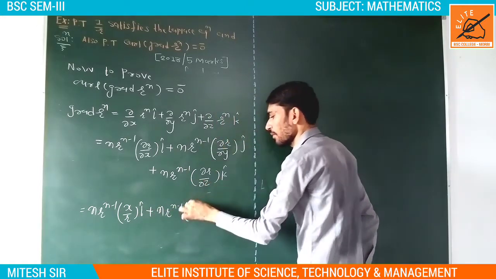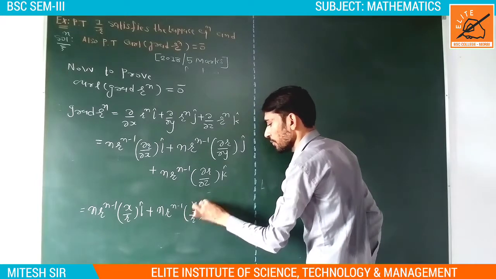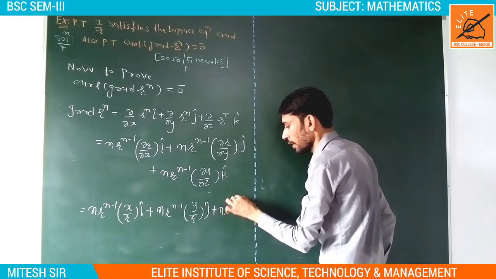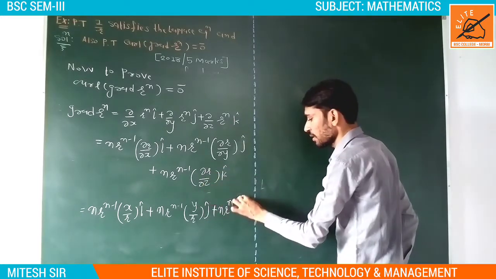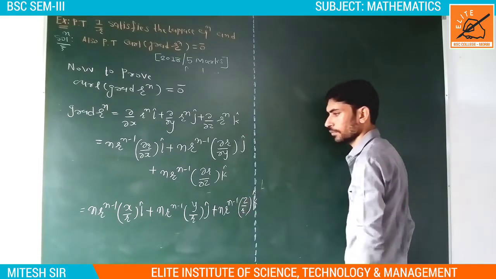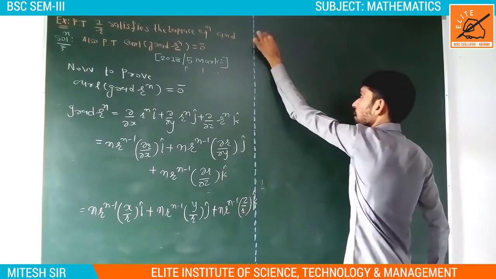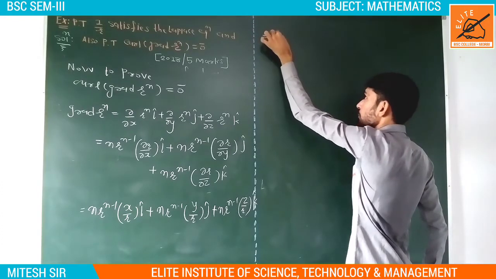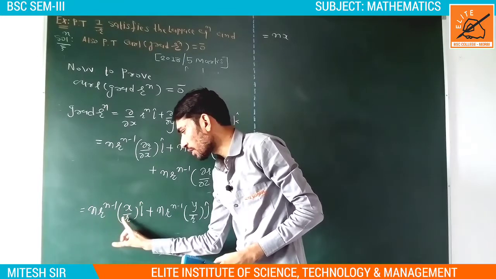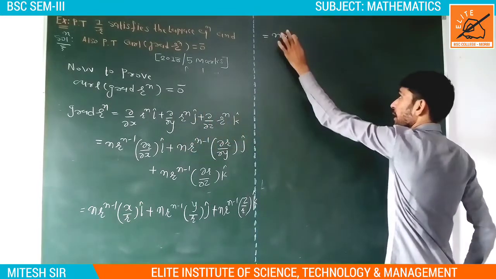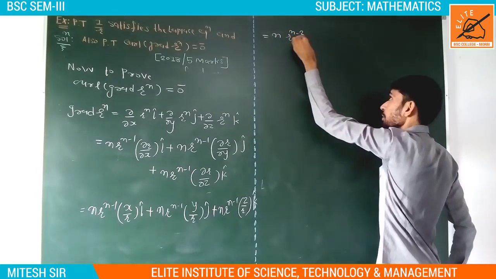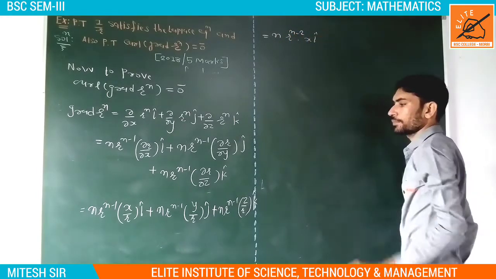r raised to n minus 1. The value of del r by del y is y by r into j cap plus n r raised to n minus 1. The value of del r by del z is z by r into k cap. Now simplify this. So n x r raised to n minus 1 remains, and r is in the denominator, so it becomes n into r raised to n minus 2 into x into i cap.